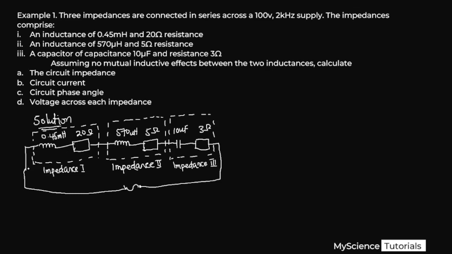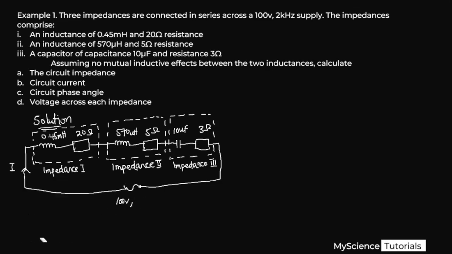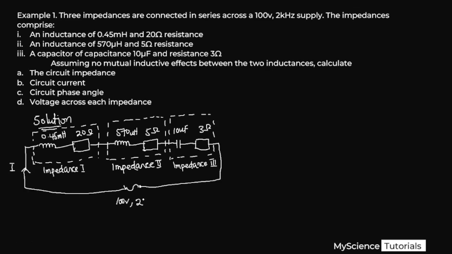So we have our current flowing in this direction. We're told we have a 100 volts and 2 kilohertz supply of frequency. So let's write that well: 2 kilohertz.